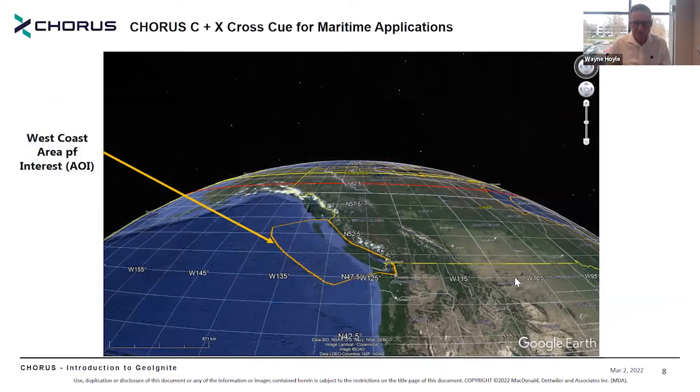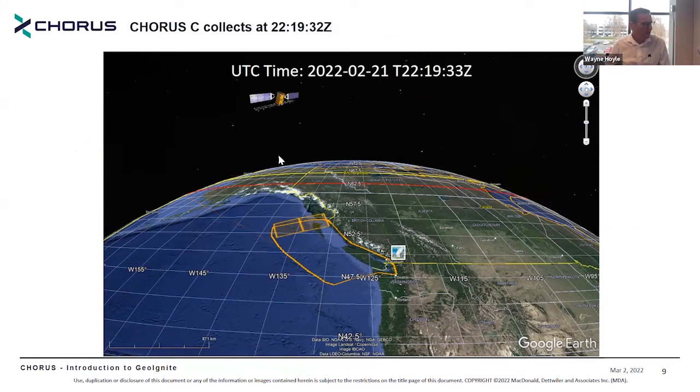To show how the two satellites can work together, I'm doing a little illustration here off the West Coast. This is the West Coast area of interest, where we may be using the iStop program or some program to detect illegal vessels or illegal oil dumping. On this particular date, February 21st, last week, we were showing the satellite flying over at 2219.